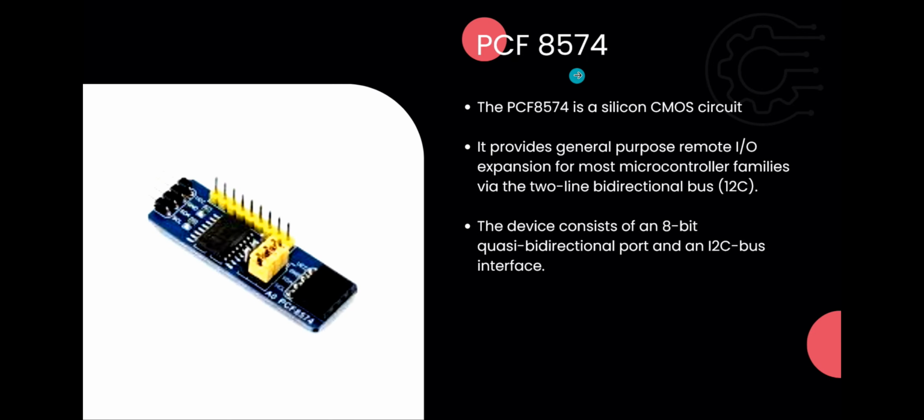So PCF8574. The PCF8574 is a silicon CMOS circuit. It provides general purpose remote input output expansion for most microcontroller families via the two-line bidirectional bus I2C. The device consists of an 8-bit quasi-bidirectional port and an I2C bus interface.